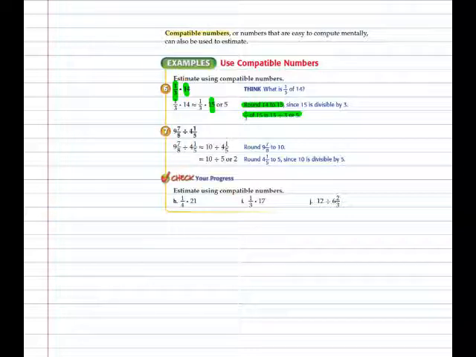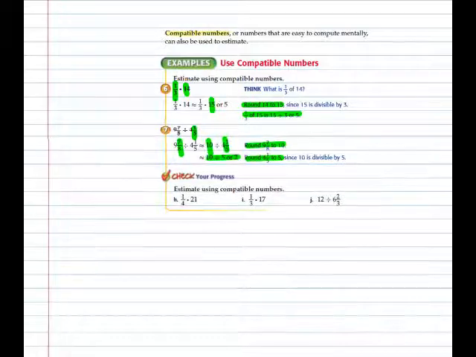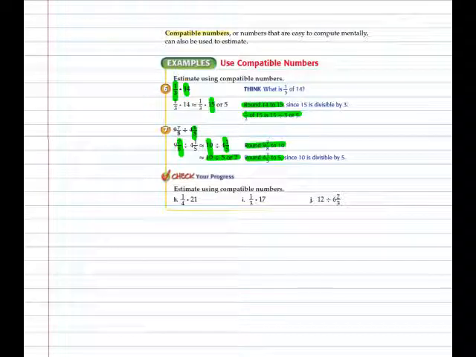9 7/8 divided by 4 1/5. We're going to round 9 7/8 to 10. We're going to round 4 1/5 to 5 because 5 and 10 are compatible. So 10 divided by 5 is about 2. 9 7/8 to 10, 4 1/5 to 5. Our estimate then is approximately 10 divided by 5, or 2, using compatible numbers.